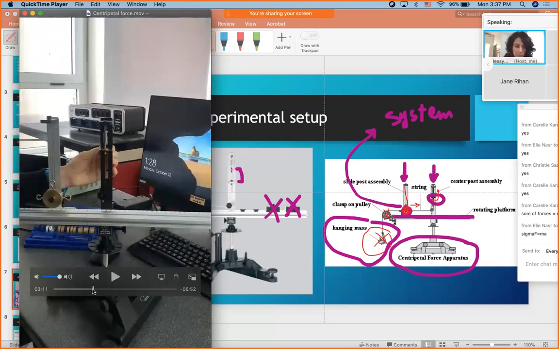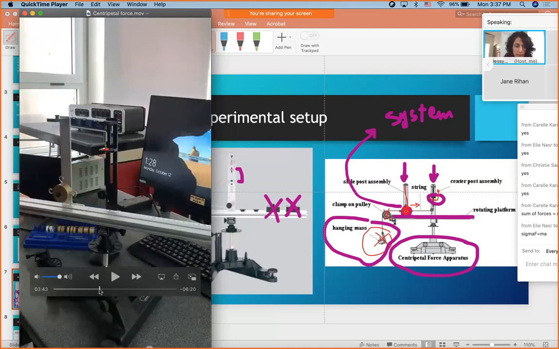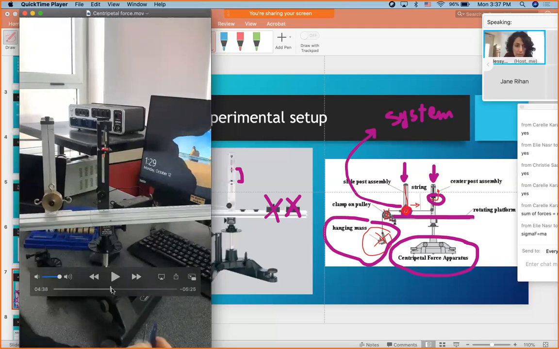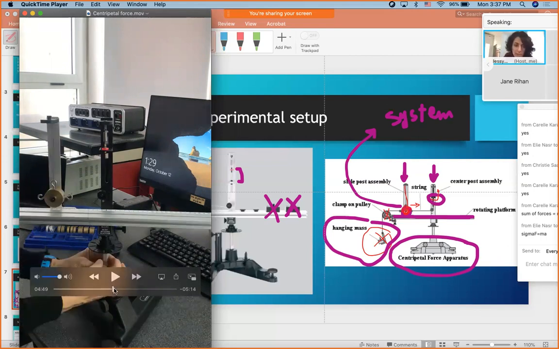Let me fast forward. I remove the pulley and the hanging mass, and now I'm going to create rotation. So you see the orange moved up a bit, not a lot, because the hanging mass was very light. I will do the experiment again with heavier masses.